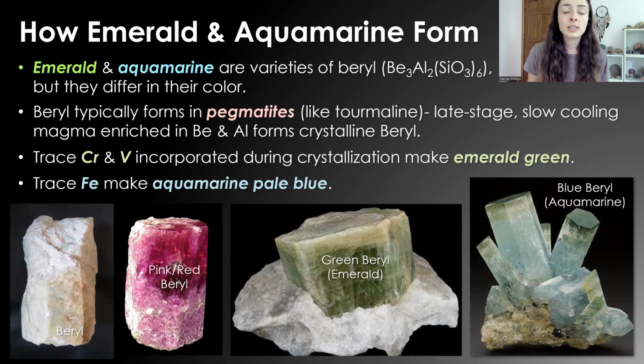The reason is that each mineral lattice has a different structure. Emerald and aquamarine, in other words beryl, has a different mineral lattice structure than tourmaline. So iron causes tourmaline to be black typically, whereas iron causes beryl to be blue, aquamarine. And the reason for this is that structural changes change the way light interacts with the mineral. So when the mineral has a different lattice structure, it has different light absorption and reflection properties.